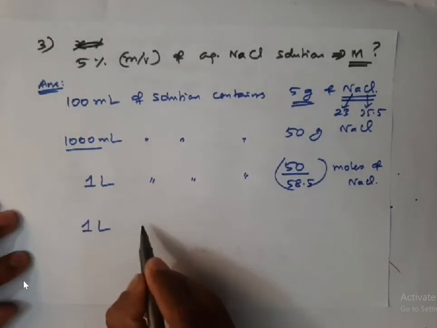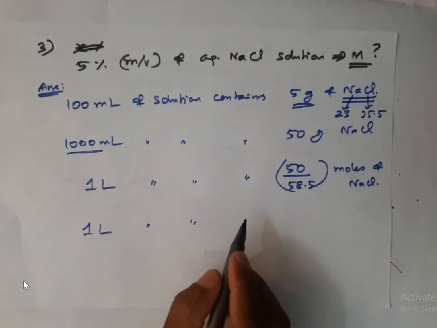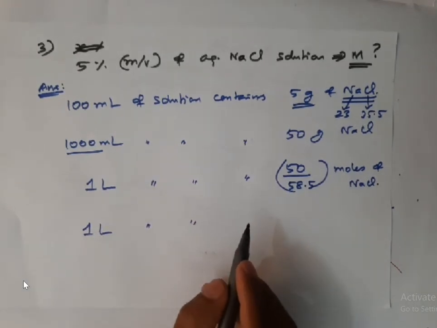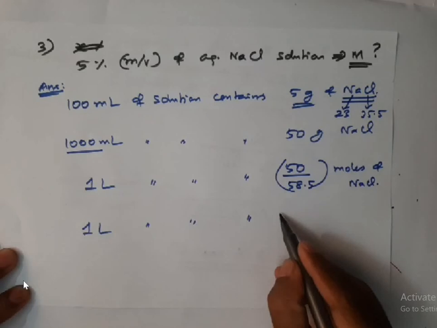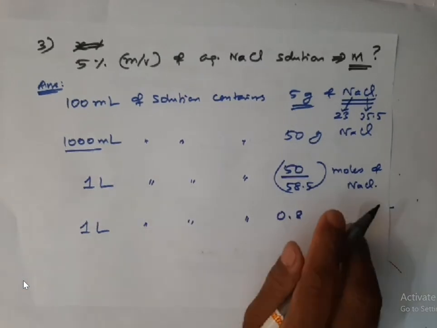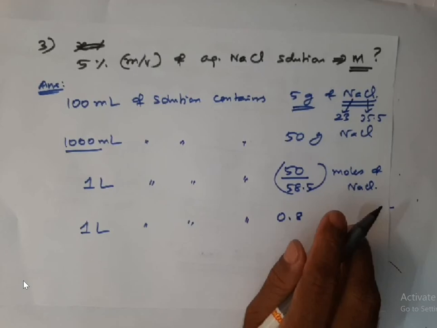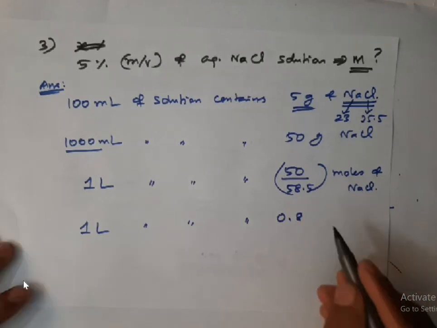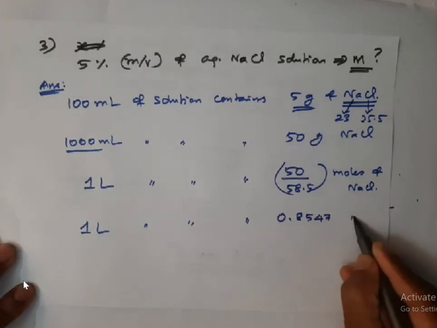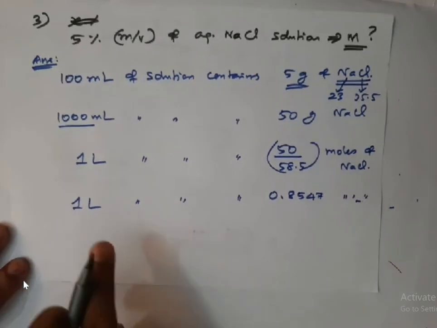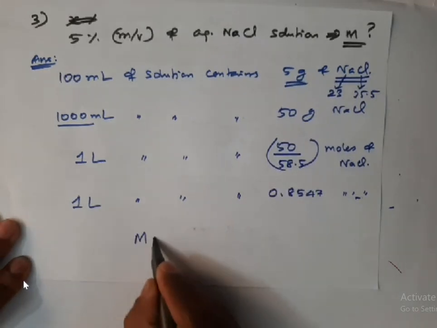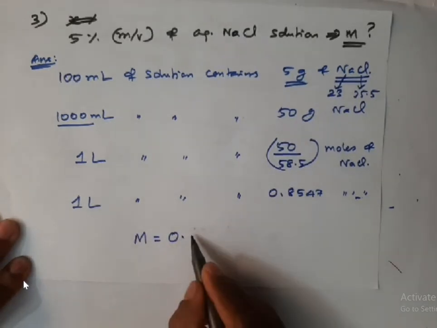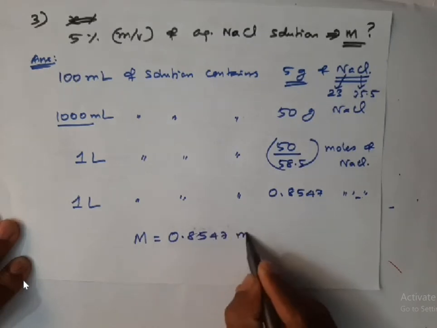So 1 liter of solution contains 0.8547 moles of sodium chloride. Students, in 1 liter how many moles present? That is nothing but molarity. So the molarity of the solution is 0.8547 mole per liter.